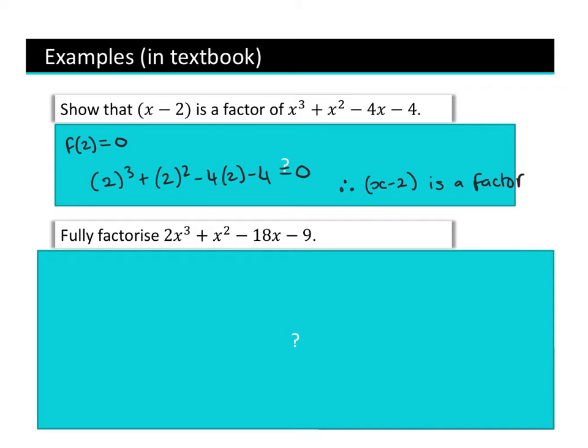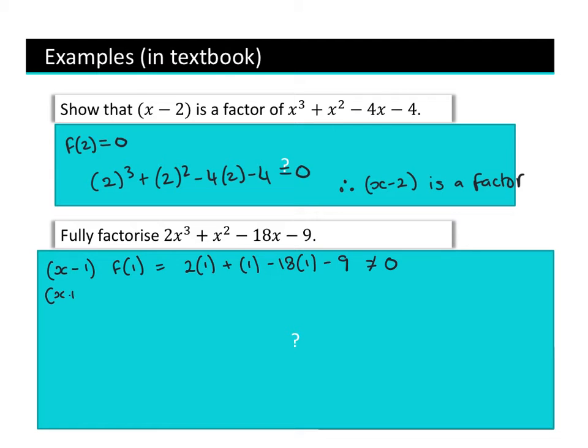And then we can fully factorise it. So we're going to see first, using the factor theorem, if x minus 1 is a factor, we're going to put 1 into our function. So we're going to have 2 lots of 1 plus 1 minus 18 lots of 1 minus 9. So I'm going to get 2 plus 1 minus 18 minus 9. This does not give me 0, so x minus 1 is not a factor.